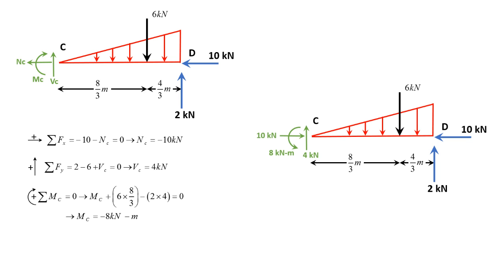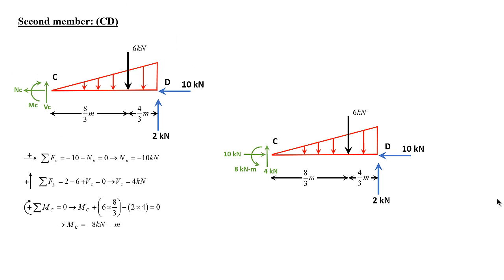Okay, so this is my final beam after making sure that I've changed the direction for the moment, because I assumed it to be clockwise, but I got a negative value, so I changed it to counterclockwise. And for the normal force, I assumed it to be to the left, and it turns out to be negative, so I'm switching it to the right. But for the shear force, it was positive, so I didn't change it.